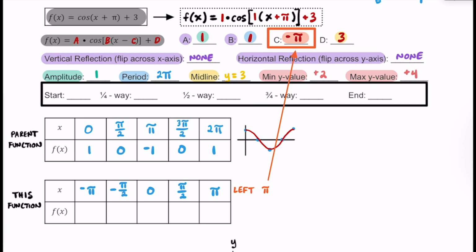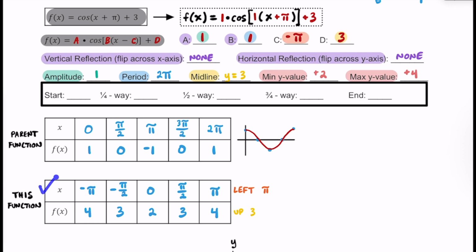So again, it's really important to look at our c value when we're coming up with our new x values for this function. Now, as for the f of x values or the y values, that's going to be dependent on the value of d. And since d is equal to 3, we just have to take each of our original f of x values and add 3. So 1 plus this 3, that's going to equal 4. And if we take the 0, add 3, that's going to equal 3. For -1, if we add 3, that's going to equal 2. 0 plus this 3 is going to be 3. And then this 1 plus this 3 is going to equal 4.